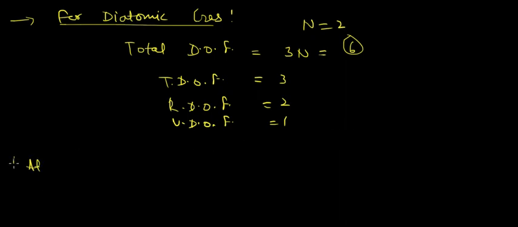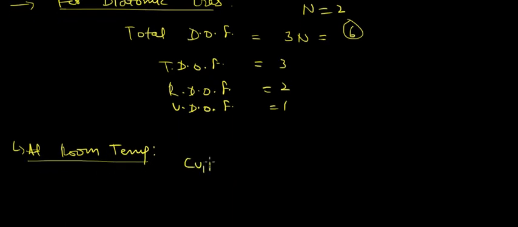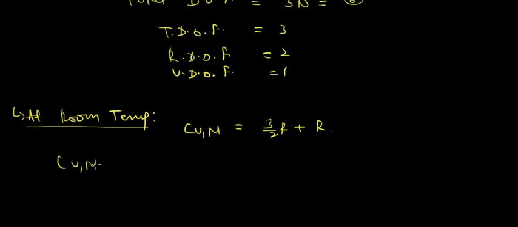Now at room temperature we can say that CVM equals 3 by 2R plus R. So CVM total would be 5 by 2R, and CPM would be 7 by 2R. Why? Because we know the relationship between CPM and CVM, that the difference of the two is equal to R. So just from CVM you can calculate CPM. And gamma would be 7 by 5.